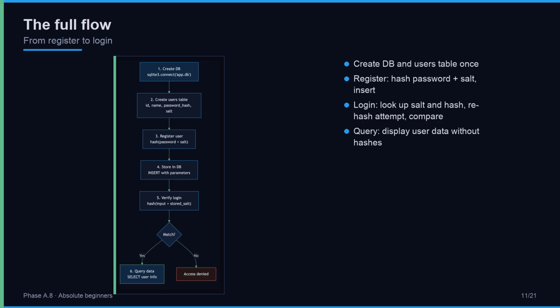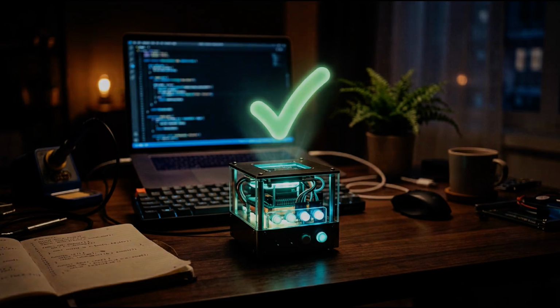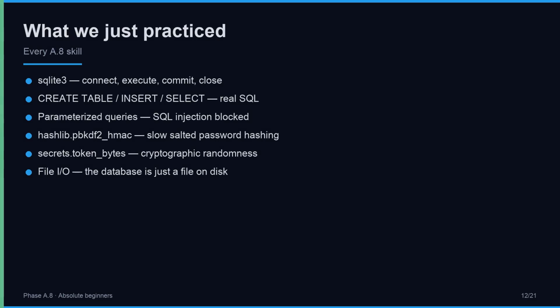5 small functions working together: connect, create, register, login, query. A complete tiny authentication system. The whole system. When the login succeeds and the data is safe, you have crossed from beginner to engineer. It works. Look at what we just practiced.